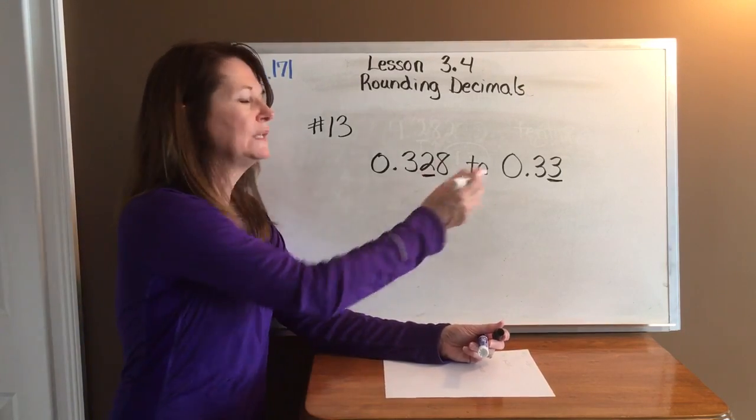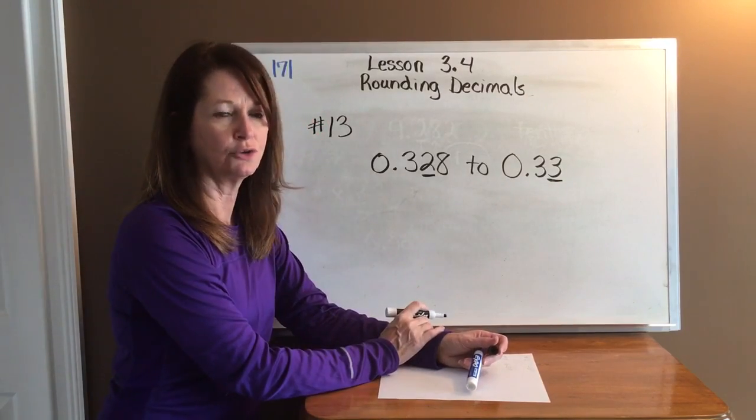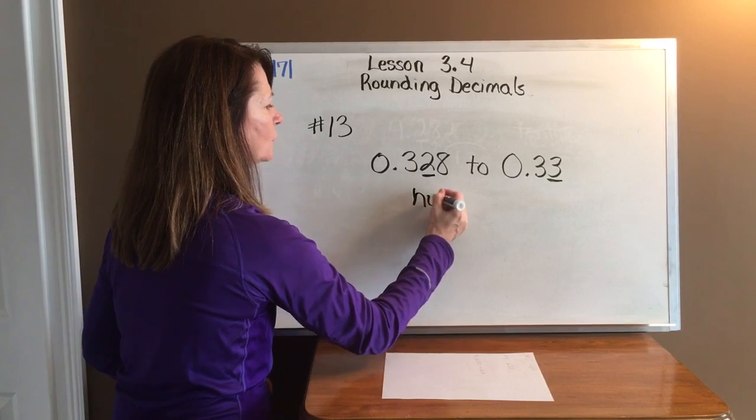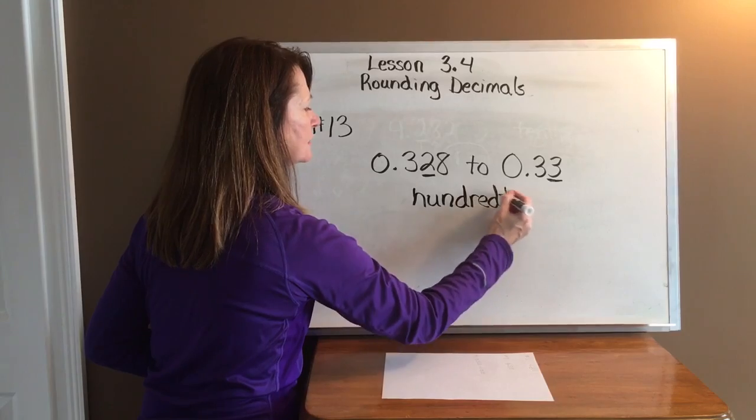Okay, so what's the answer to this? The last digit here, hundredths place. Pretty easy. So my answer is, what place value is it rounded to? The hundredths place.